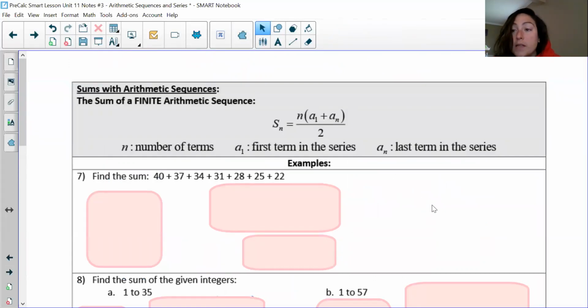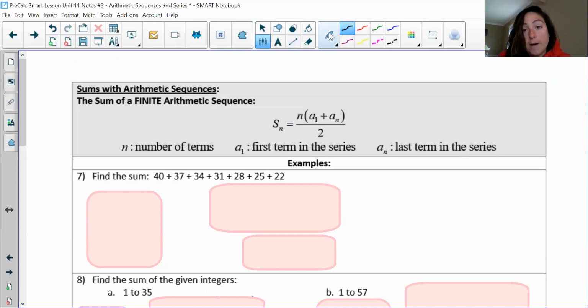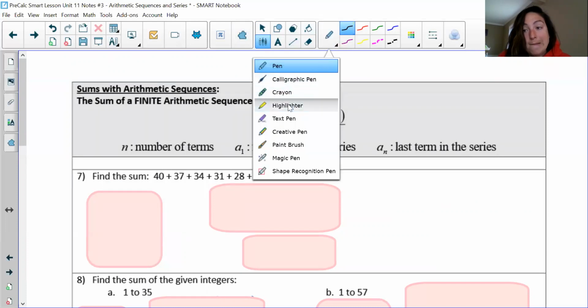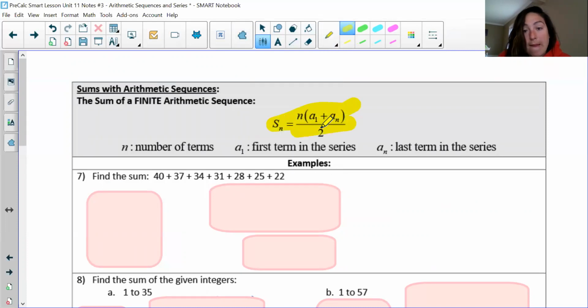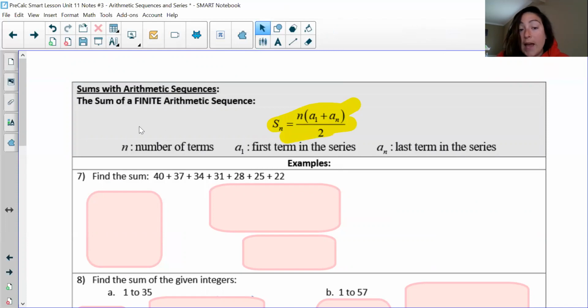Sums with arithmetic sequences. The sum of a finite arithmetic sequence is given by this formula here, where n is the number of terms, A sub 1 is the first term in the series, and A sub n is the last term in the series. So let's do an example. Find the sum of this series.